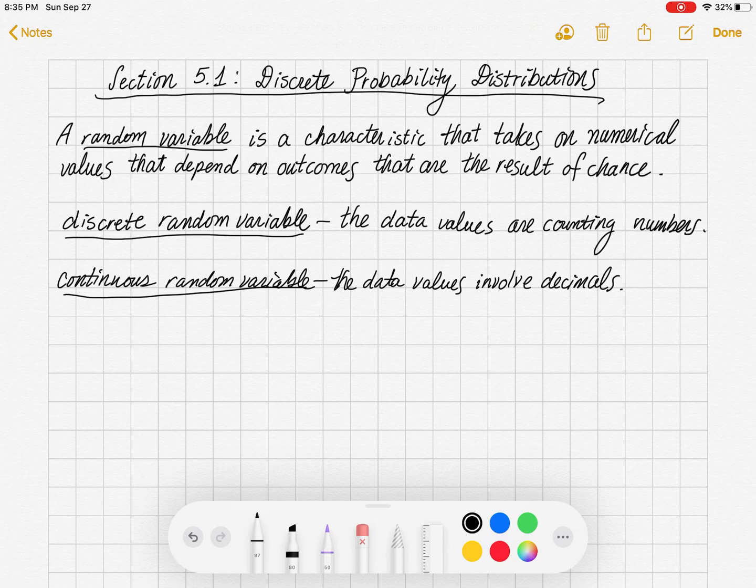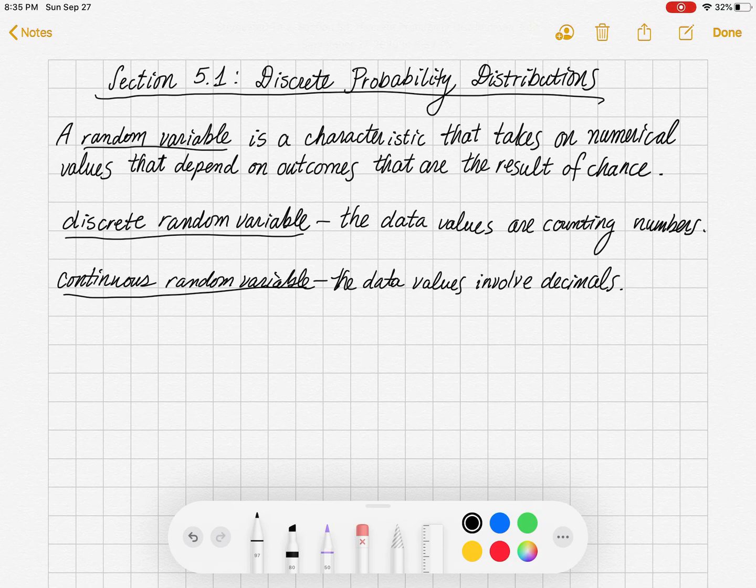First of all, we want to define the term: what is a random variable? A random variable is a characteristic that'll take on numerical values, and these numerical values depend on outcomes that are a result of chance. We'll get into some examples in a moment.